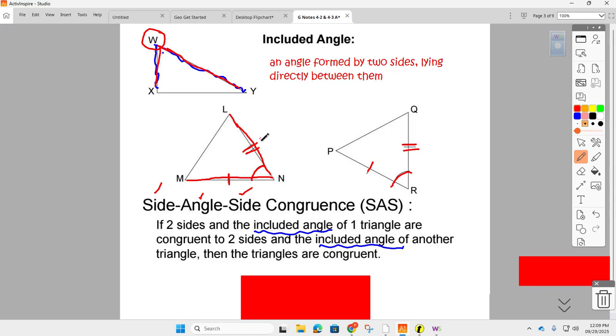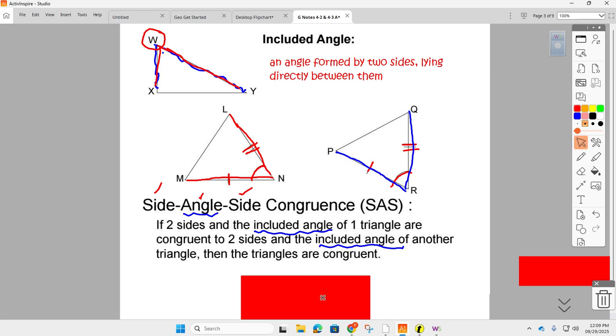Does that make sense, Daria? Here, angle R is created from these two sides that are marked congruent. So we can say we do have two sides that are congruent. We have an angle that's congruent, and it is the included angle.